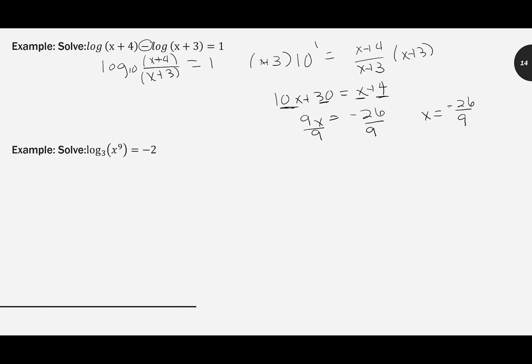What you want to do is plug that back in. So let's write that here. Negative 26 divided by 9 plus 4 is about 1.11. That's positive, that's good. If I do negative 26 over 9 plus 3, I get negative 1.89. This is negative, that's not good. Since that gave me a negative, I can't use this solution at all. It would have to fit back into the x plus 4 and the x plus 3. Since it doesn't work in both, we're going to say this one has no solution.